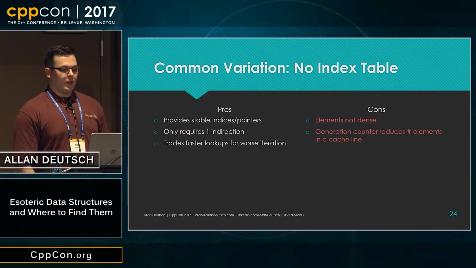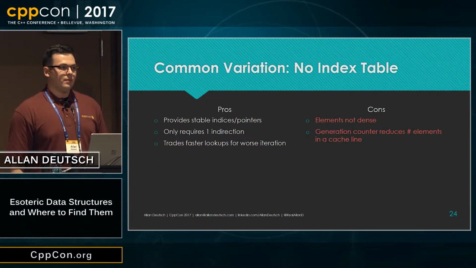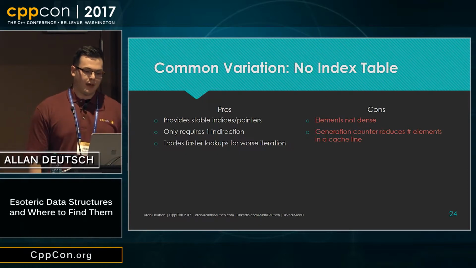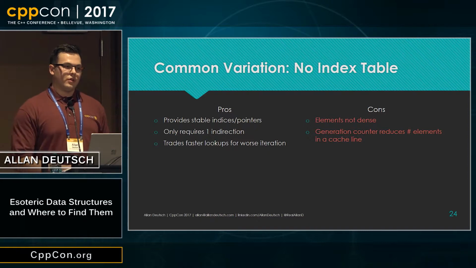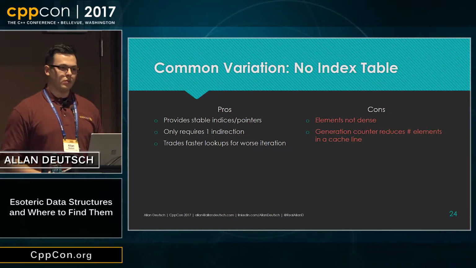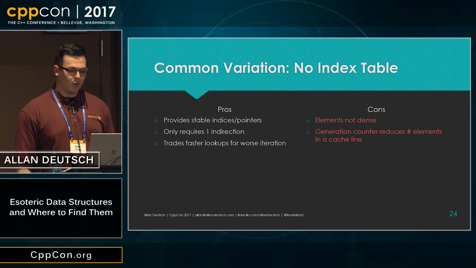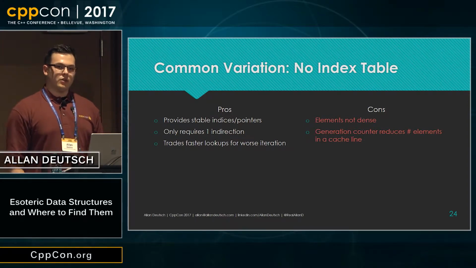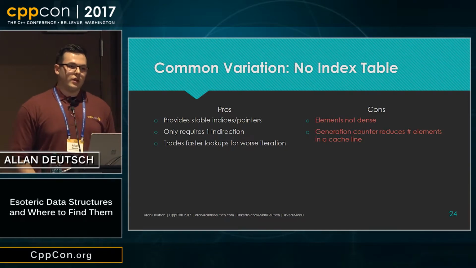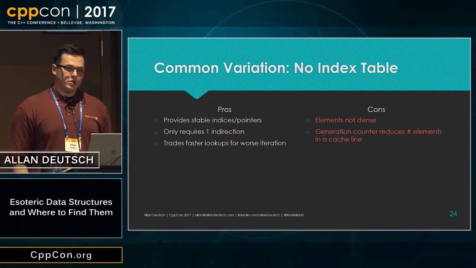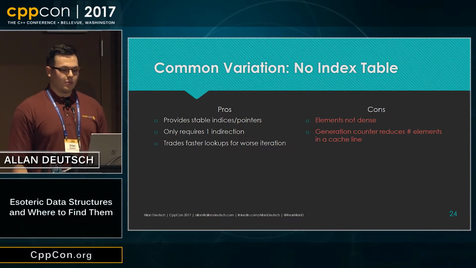So one of the common variations is not using the index table. You're able to save a bit of memory by that and have stable indices and pointers. The way that it works is you just store the slot data right next to the data itself. And so by doing that, you don't have the indirection in memory either. So it trades faster lookup times for worse iteration performance. And also it has the downside that the elements aren't densely stored, which is what causes the worse iteration performance.